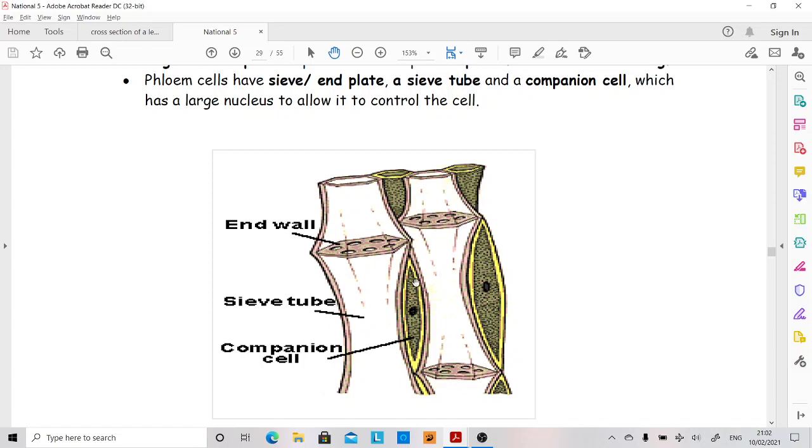The other part of the phloem is these companion cells. Companion cells are where you'll find the nucleus that controls the whole thing. So together your sieve tubes and your companion cells make up the phloem for carrying food.